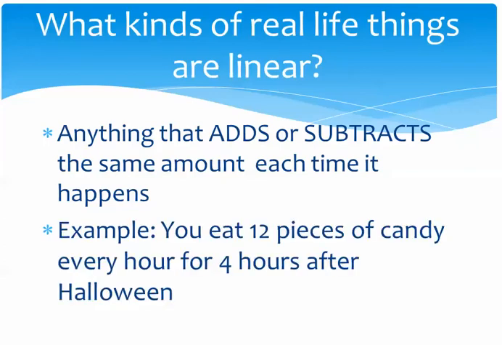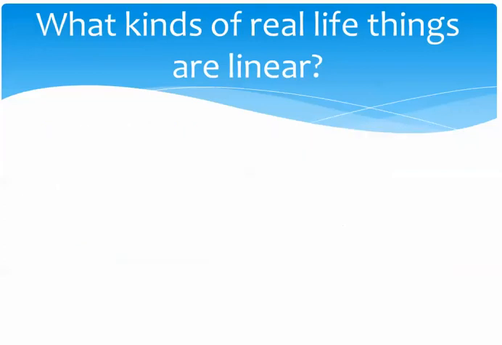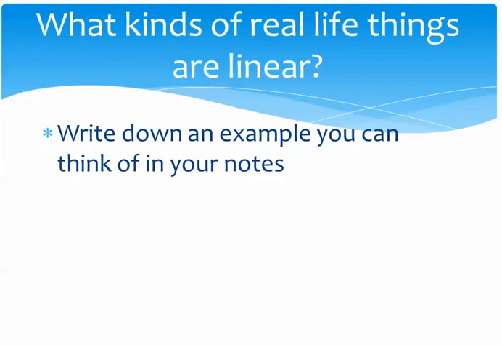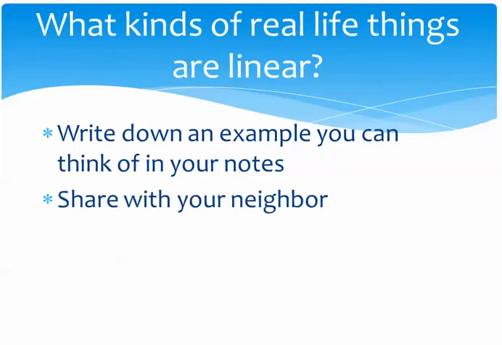So for example, 12 pieces of candy. I eat 12 pieces of candy every hour for 4 hours after Halloween. Every hour I'm eating 12 pieces. Eating 12 more, eating 12 more, eating 12 more. So it adds the same amount every time it happens each hour. So what I want you to do is write down on your paper an example that you can think of as something that adds or subtracts the same amount every time it happens. We'll pause here, write it down on your notes. All right, share your example with your neighbor. See what kind of things they came up with and see if you can agree that it is linear. It adds or subtracts the same amount every time it happens.